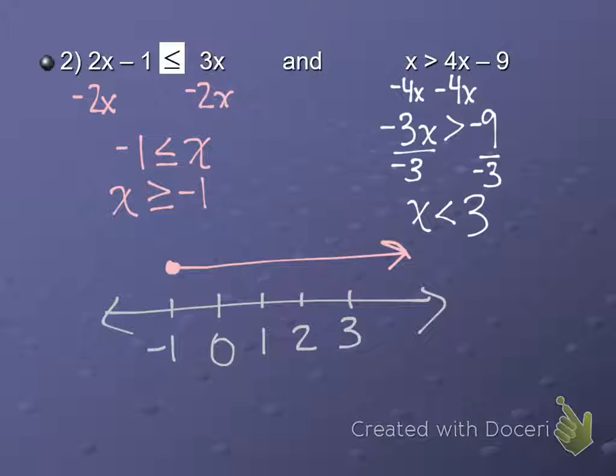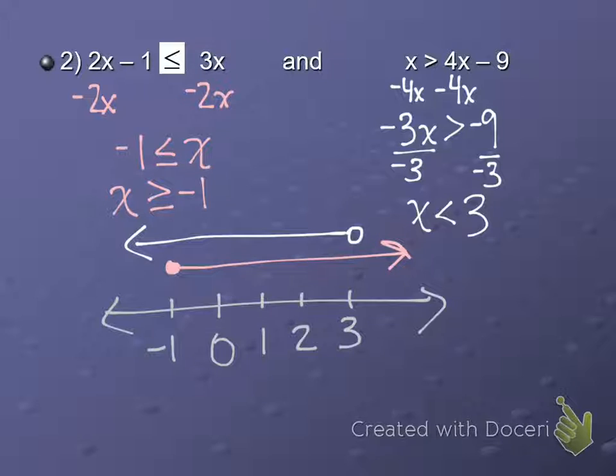Shaded to the right. And then for my other inequality, x is less than 3, do I want an open or closed circle? Open. There is no equal to bar, so I leave it open. X is less than 3, lower, left. So I know I'm going this way.